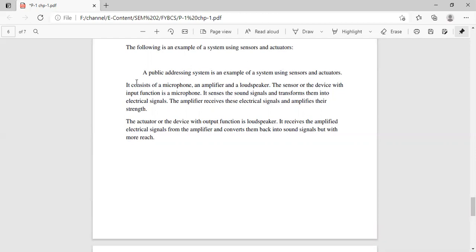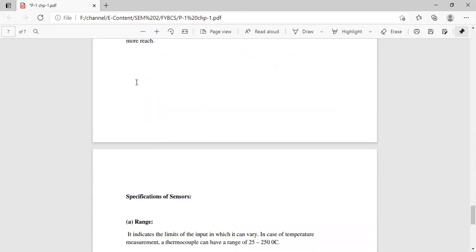And the actuator is the device placed at the output, which is the loudspeaker. Now what is the function of the loudspeaker? It will receive the electrical signal and convert it back into the physical thing. In this case, what is the physical thing? The physical thing is voice. So this is how a PA system works.